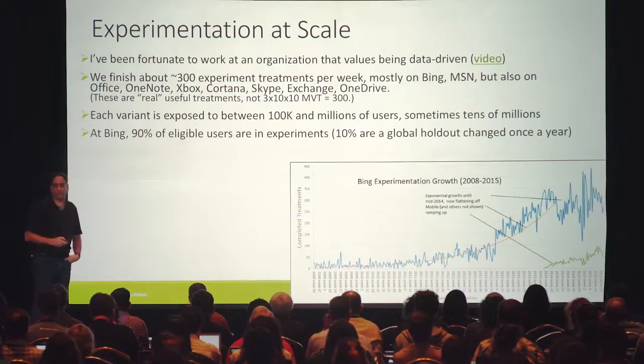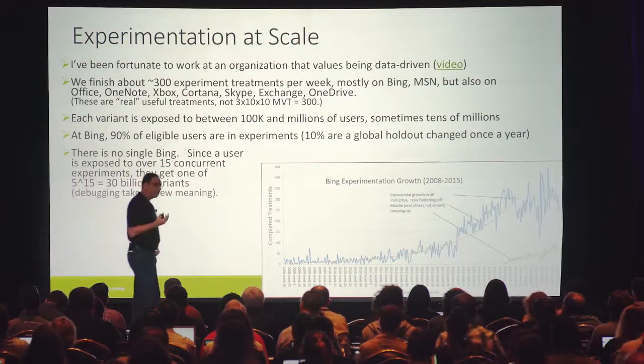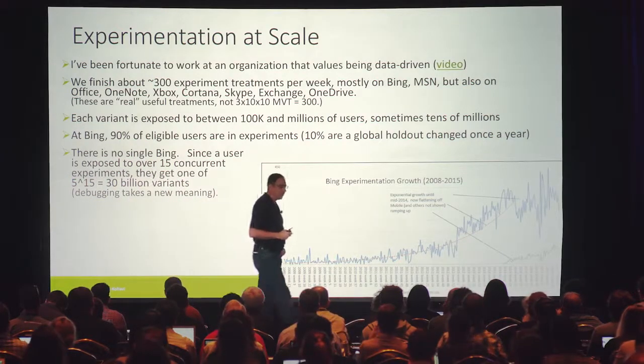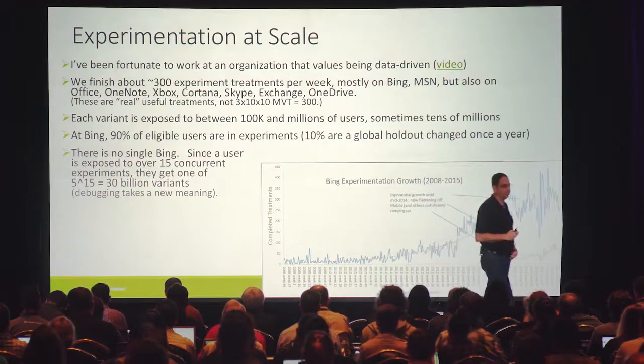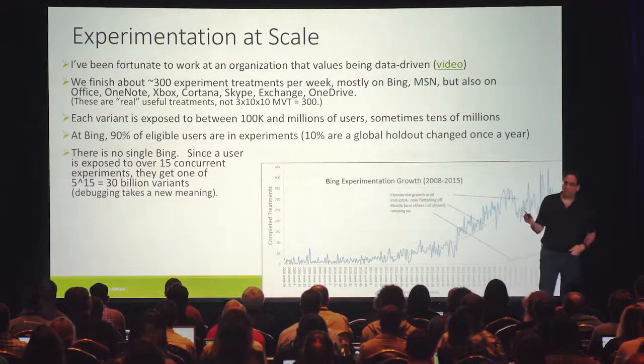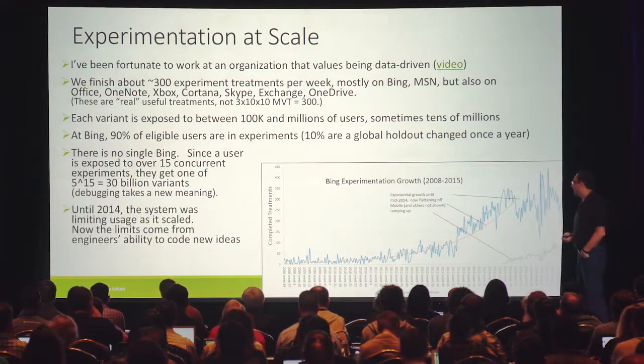All users are in experiments, basically. We keep a global holdout to see that the experimentation system itself is not causing problems, but other than that, everybody's in experiments. In fact, users are in multiple experiments. The average user that comes to Bing is in about 15 concurrent experiments. That means you're falling into one of 30 billion variants. Okay, there's no Bing anymore. It's a complicated system. It takes a whole new meaning to the word debugging.